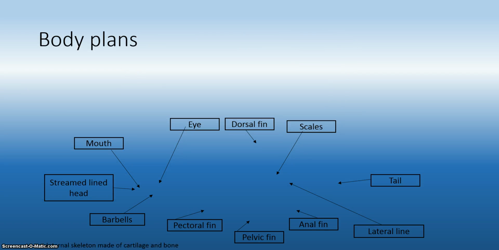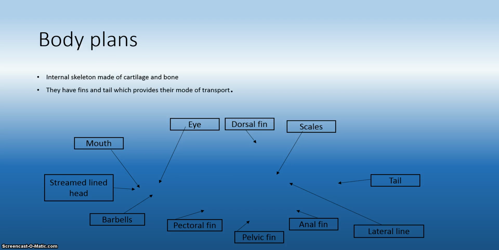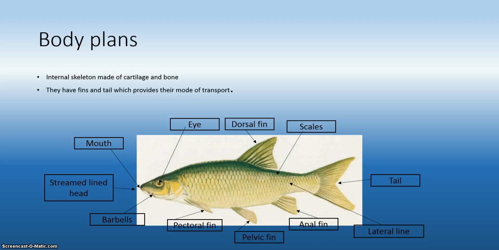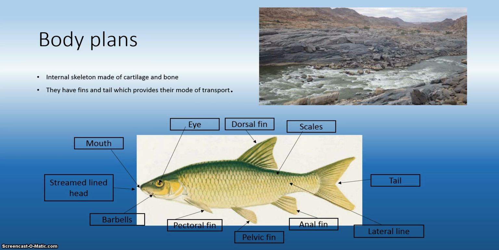The body plans. My fish has an internal skeleton made of cartilage and bone. They have various fins and a forked tail, which allows them to swim in water. Their tails move side to side, propelling them forward, whilst the fins help steer and provide stability. Since they are found in rivers, they have a streamlined head to limit resistance in fast-flowing water.